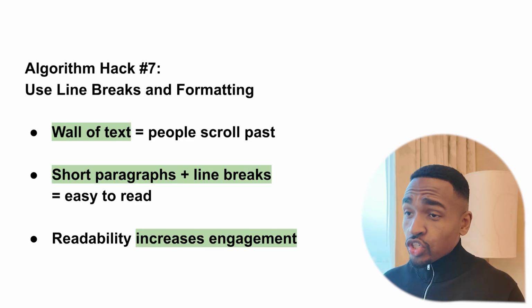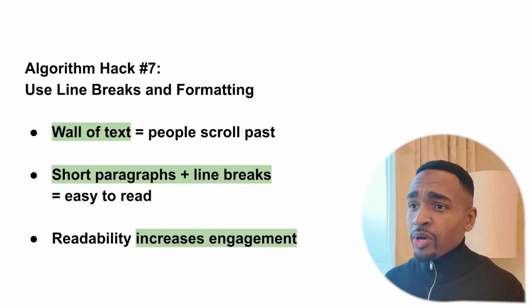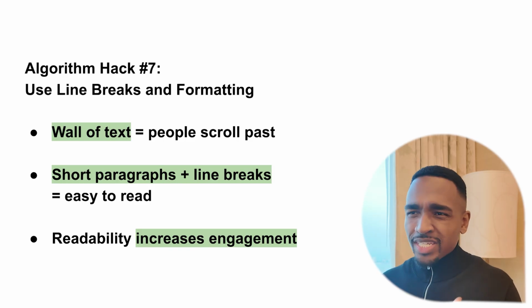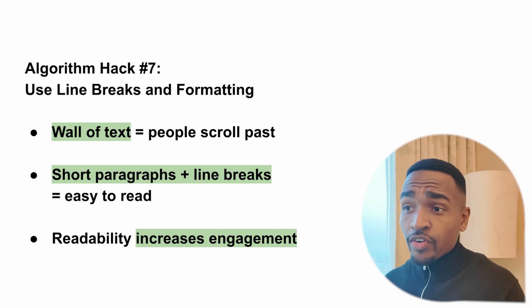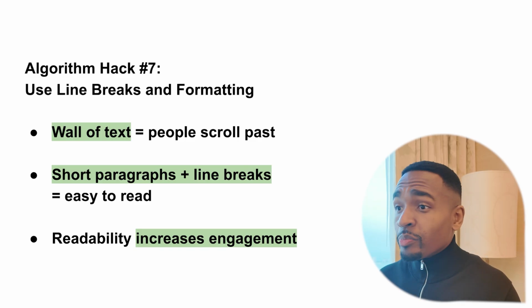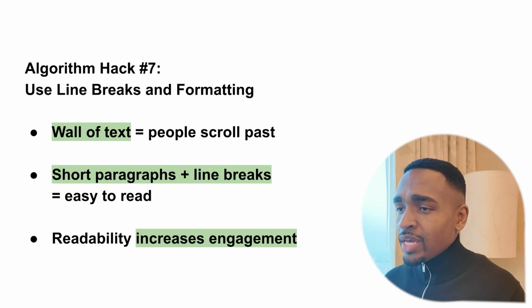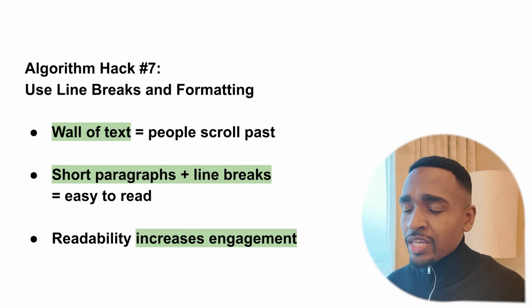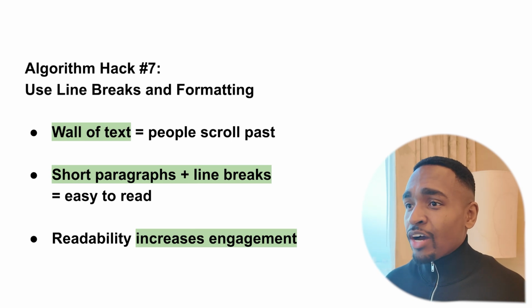Now, the seventh algorithm hack is to use line breaks and good formatting. If your post just looks like a wall of text, people are going to scroll past it because it's too hard to read, especially on mobile. So instead, use short paragraphs and line breaks. Make your post easy to scan, easy to read. For example, instead of writing one long paragraph, break it into 3 or 4 short paragraphs with line breaks in between. This will increase readability, and when your post is easy to read, people are more likely to engage, and then that engagement will trigger the algorithm.